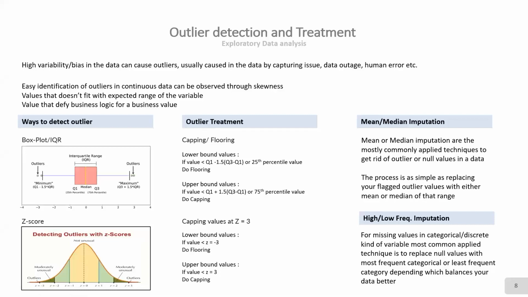The other two commonly used approaches, which might or might not fit in every use case, are mean and median imputation. And when we are talking about categorical fields, it's usually replacing the null values or the outlier values with the most frequent or the least frequent category available in the data.